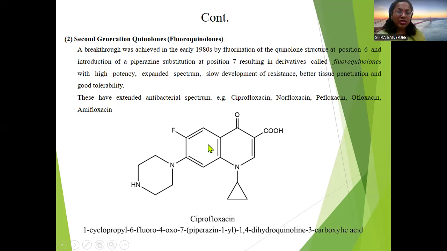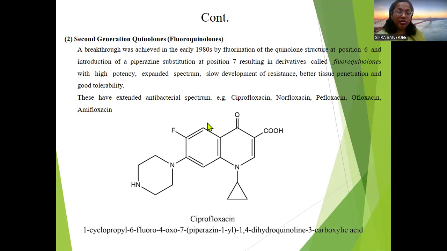A breakthrough was achieved in the early 1980s by fluorination of the quinolone structure and the introduction of piperazine substituent and a fluorine substituent, resulting in the fluoroquinolone with high potency. They have an extended antibacterial spectrum, like ciprofloxacin, ofloxacin, pefloxacin, lomefloxacin.